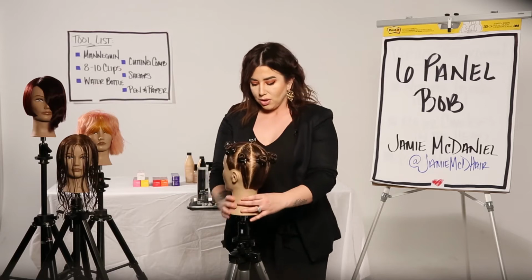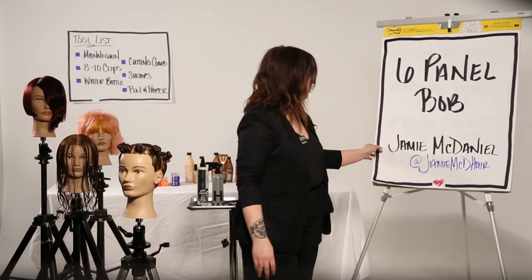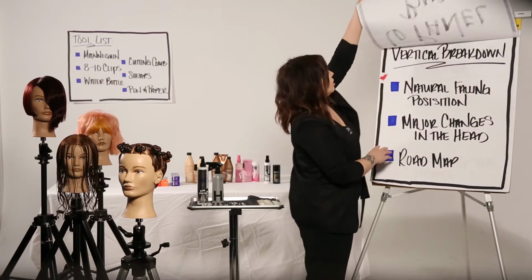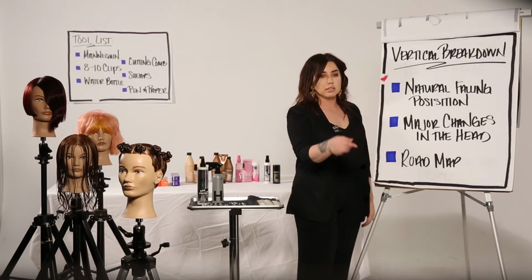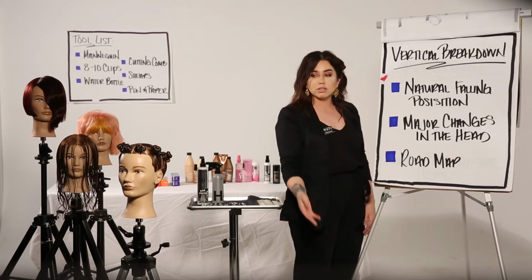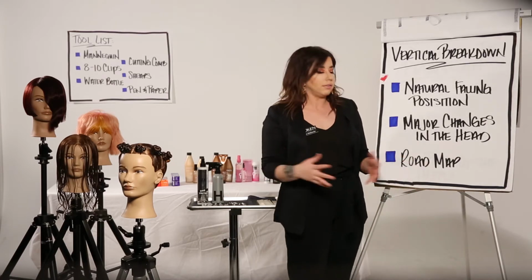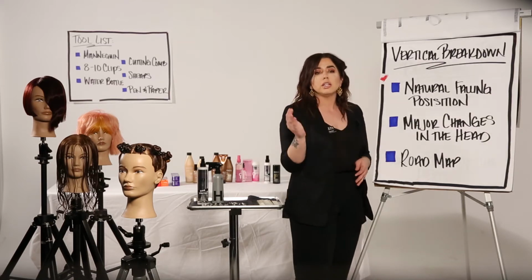Beautiful. So why vertical breakdown? Yeah, beautiful. It's a road map, right? Great. So it's a road map. What else? Yeah, it shows the natural falling of the hair. So when gravity takes over, where does the hair naturally live? The other thing is that it's going to show the major changes of direction in the head vertically, right?